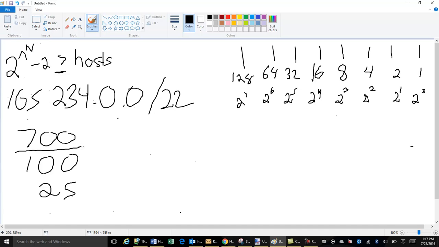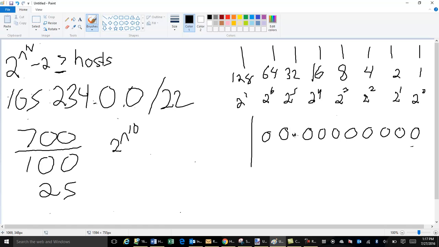So that means I can use 2 to the 10th, because 1024 minus 2, which is 1022, is greater than or equal to my host requirement of 700. So I'm going to use 2 to the 10th. That 10 tells me I have 10 zeros on the right hand side: 1, 2, 3, 4, 5, 6, 7, 8, dot, 9, 10. And then the left hand side of the line is always ones: 1, 2, 3, 4, 5, 6 to finish off that octet. And again, I have another octet of 8 ones, and then another octet of 8 ones.